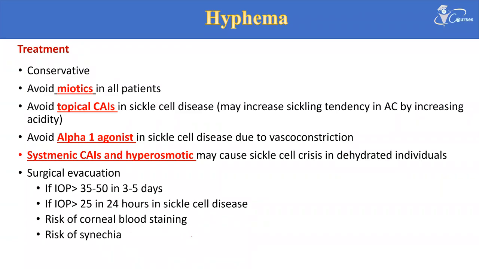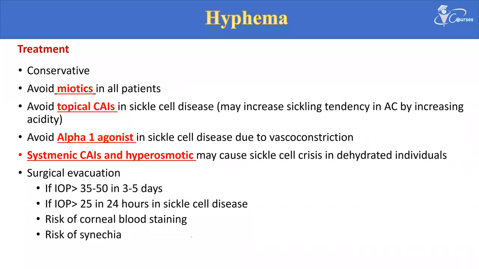So what are these indications? If the intraocular pressure is more than 35 to 50 millimeters of mercury and fails to lower in 3 to 5 days, or if the intraocular pressure is more than 25, the threshold is lower, less than 24 hours, in sickle cell disease. So in sickle cell disease, all our parameters and interventions should be more invasive. We need to intervene more rapidly.